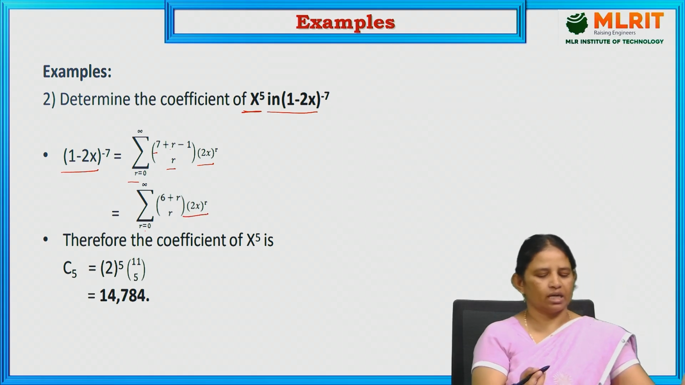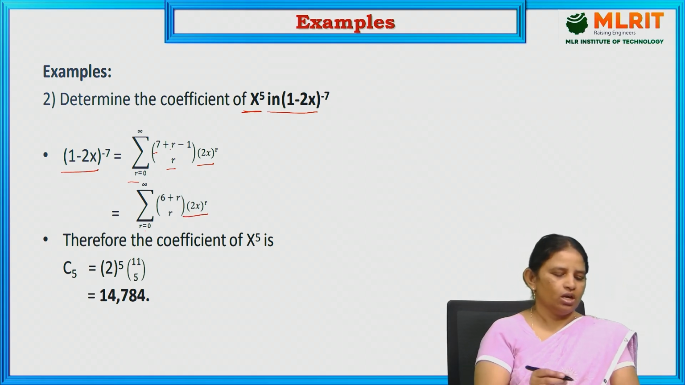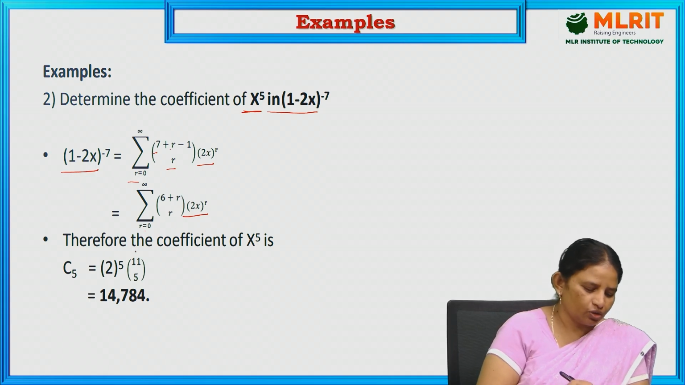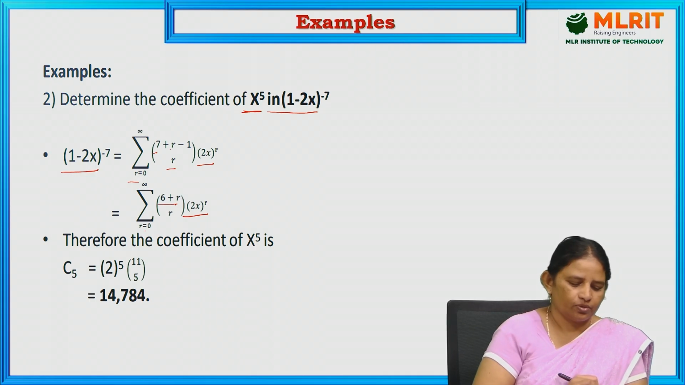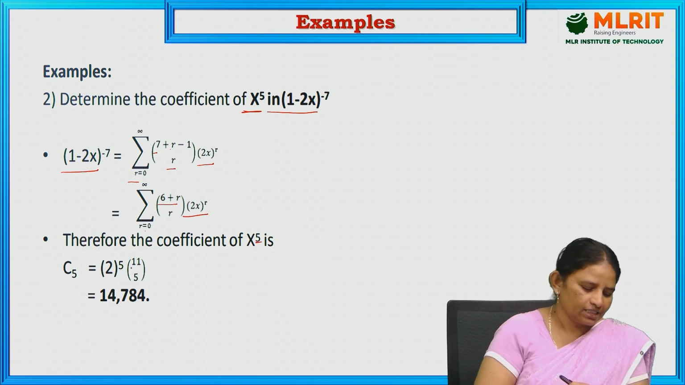We don't know what the r value is. We need to find out. So, that is sigma r equal to 0 to 5, since we need to find the coefficient of x^5. So, 6 plus 5 means 11. 11C5, 2 to the power of 5 is 32. Then we will get x^r. Only one term covered.